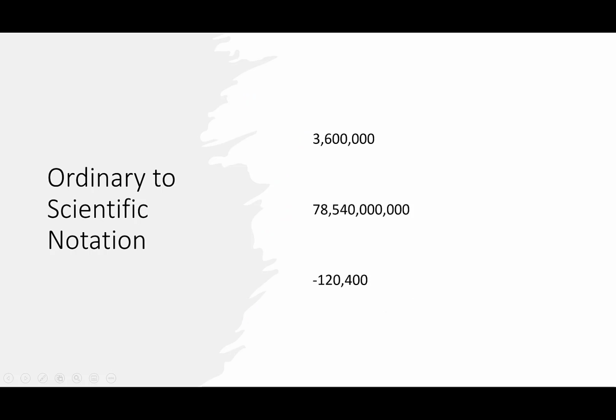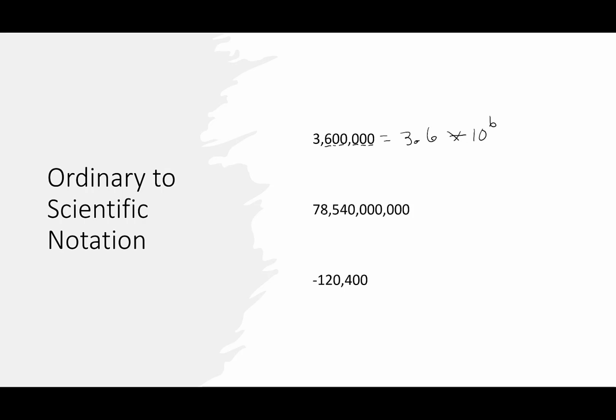So let's practice writing scientific notation. I'm going to start with 3,600,000, and I'm going to write 3.6. So my number 3.6 has to be greater than or equal to 1, less than 10, and then I can count 1, 2, 3, 4, 5, 6. So this tells me this will be multiplied by 10 to the positive 6 exponent.